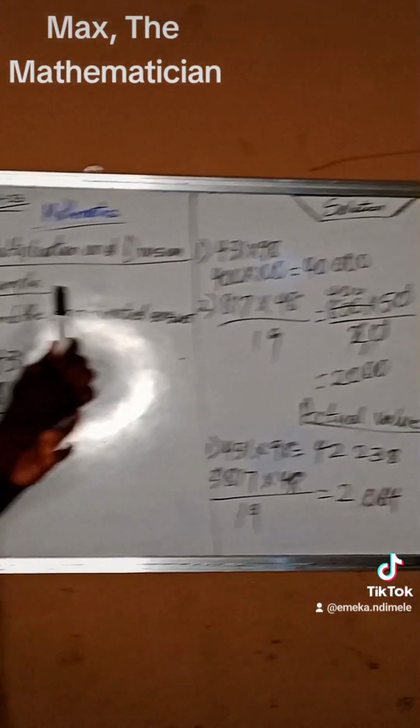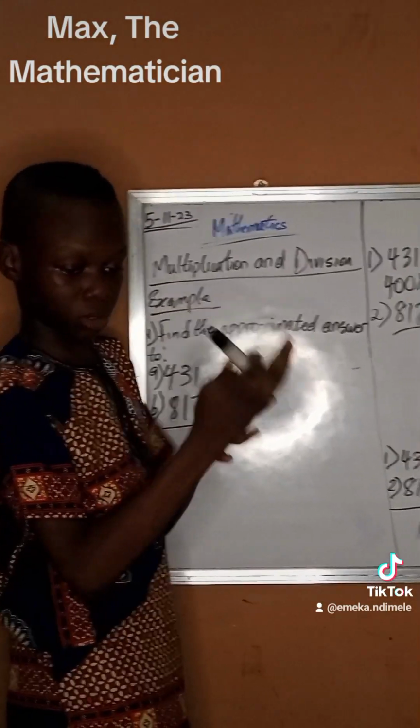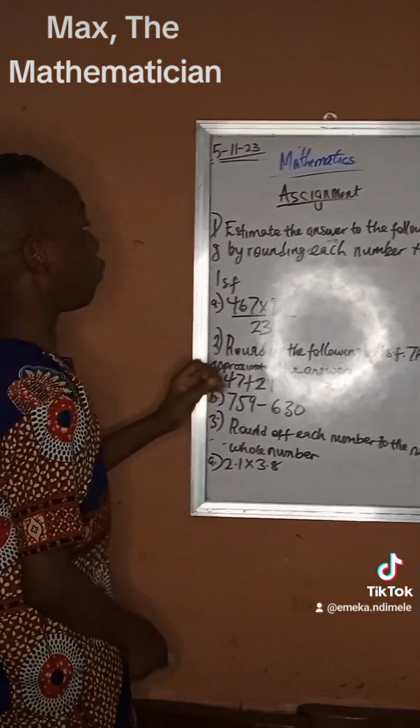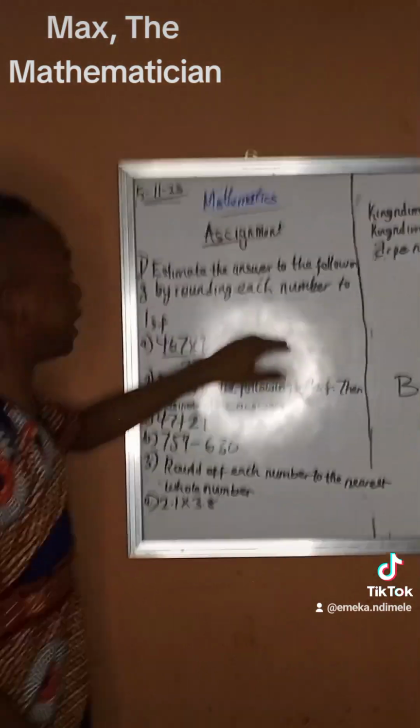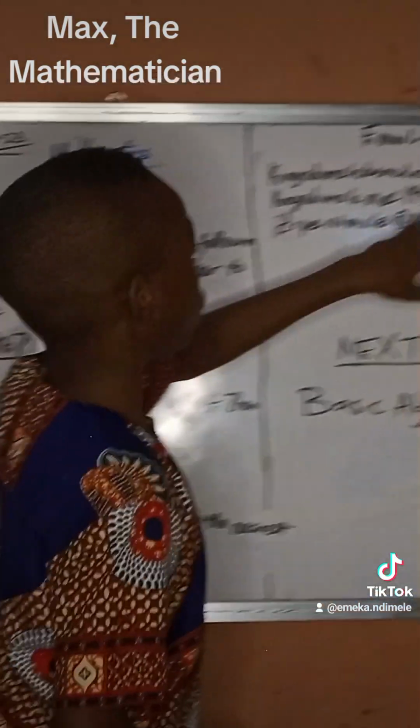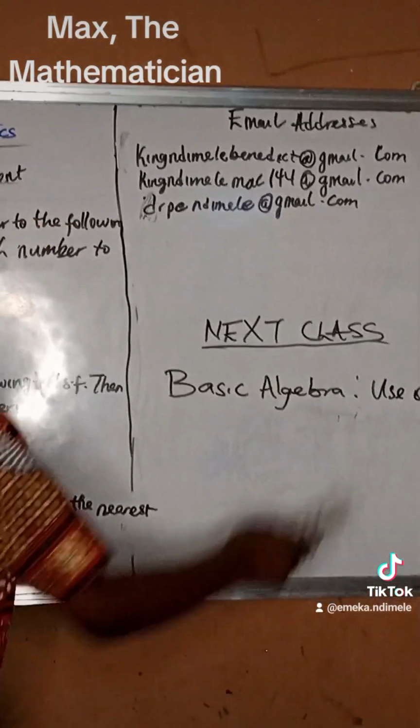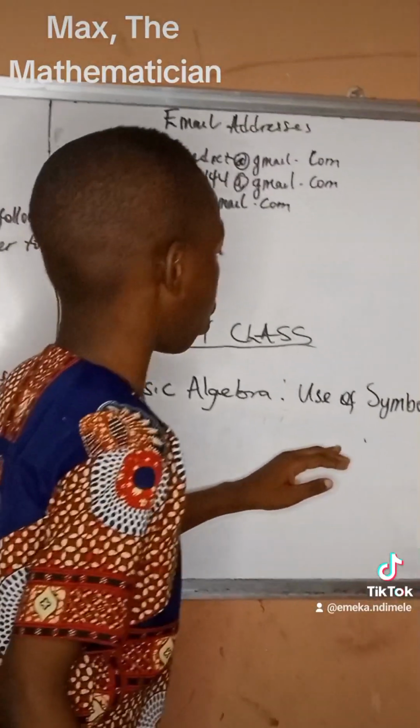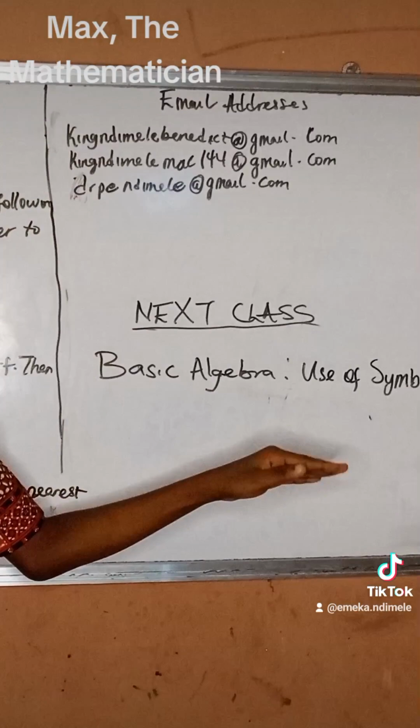So we've come to the end of today's class. Let me give you an assignment. Don't forget to please attempt the assignments and submit to the following email addresses. And next class we'll be discussing basic algebra, use of symbols.